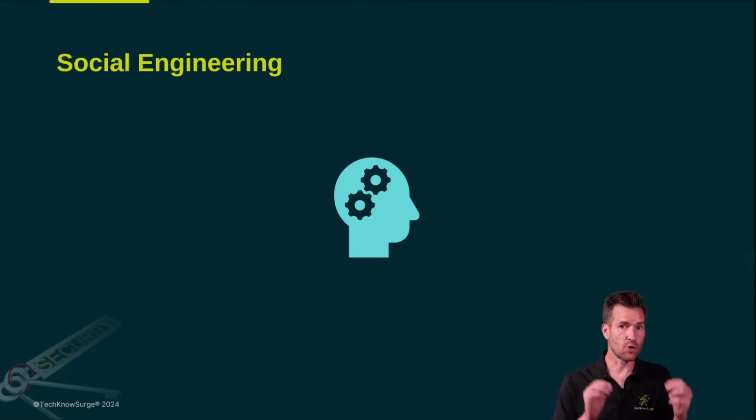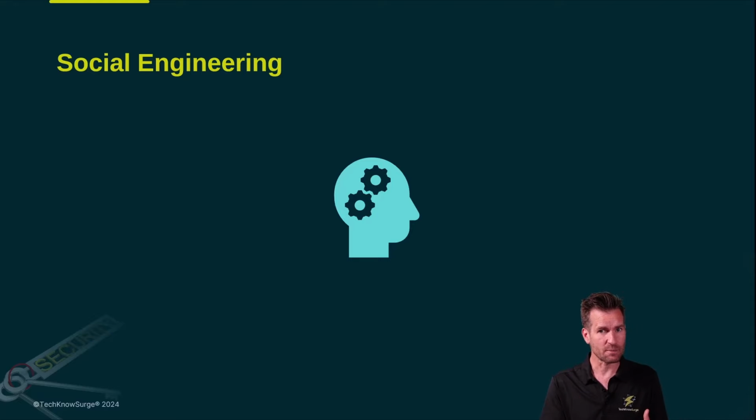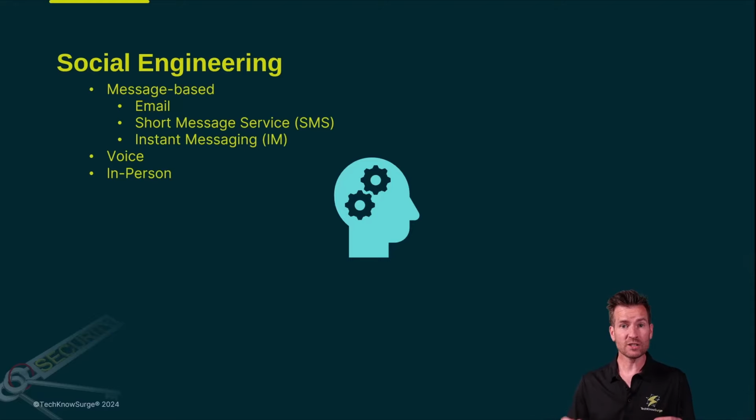Then we have the human aspect of it, or the social engineering. Humans behave in certain patterns, and attackers know how to leverage those patterns to get what they want. Of course, to carry out a social engineering attack, there's got to be some sort of contact, and that contact could come in the form of some sort of message-based, like email or text messages or instant messaging, or it could be over the phone, some sort of voice conversation, or it could actually be in person.